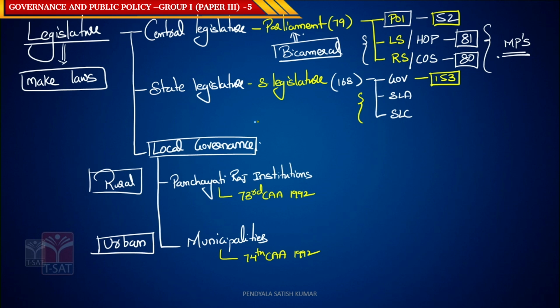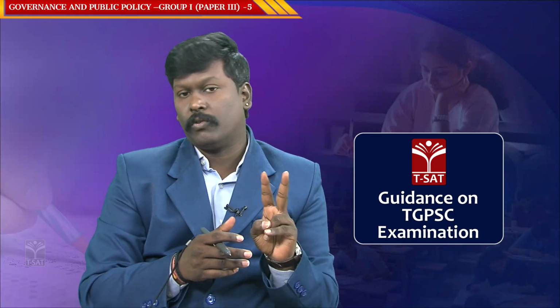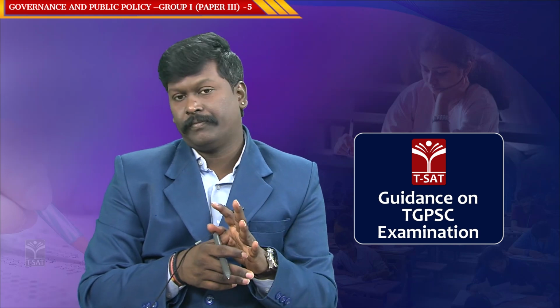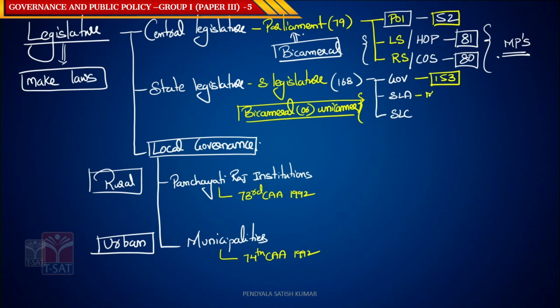Now, unlike a parliament, a state legislature can be bicameral or unicameral. It can be one house or two houses. Important: the members of the assembly are called MLAs. The members of the council are called MLCs.